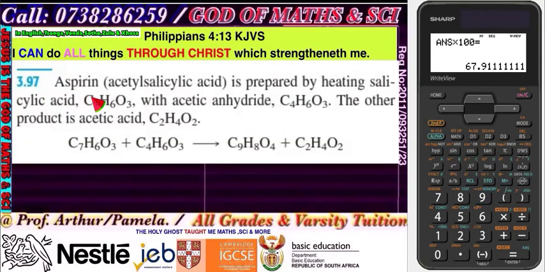All right, this one says aspirin, acetylsalicylic acid. That means this one is an organic compound in a cyclic form, like a benzene, cycloalkane, things like that. It's prepared by heating salicylic acid, which is this, this is an acid, with acetic anhydride, which is that one there. The other product is acetic acid.